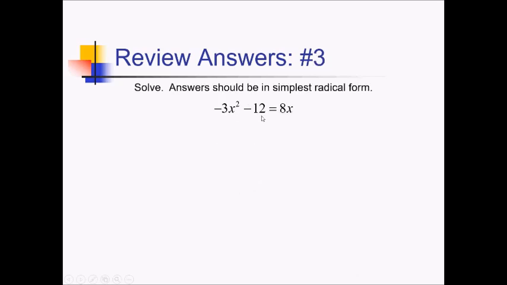To solve this quadratic equation, I noticed that I have a linear term in here, so solving by square rooting is not going to work. I have to get everything on one side and use either factoring or quadratic formula, probably quadratic formula. So let me keep the negative 3x squared where it is. I'll subtract the 8x to get it over there. And then there's still a negative 12 over there as well.